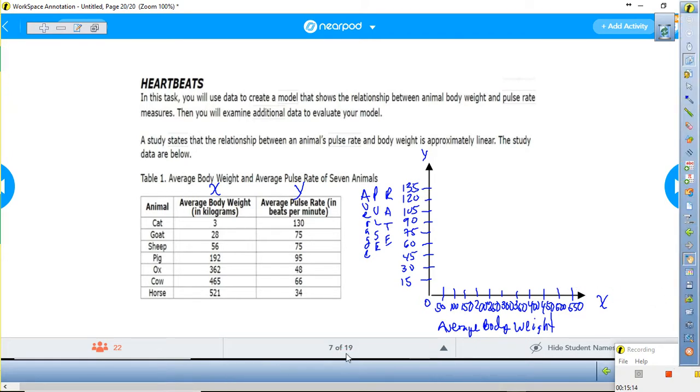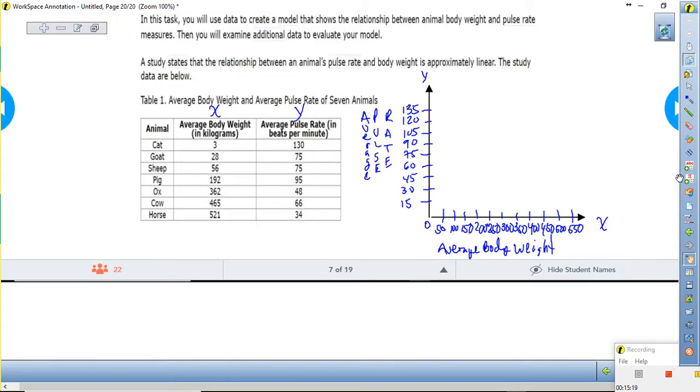Okay, now that we have that, I want you to plot those points onto your graph. Go. I'll give you some time.